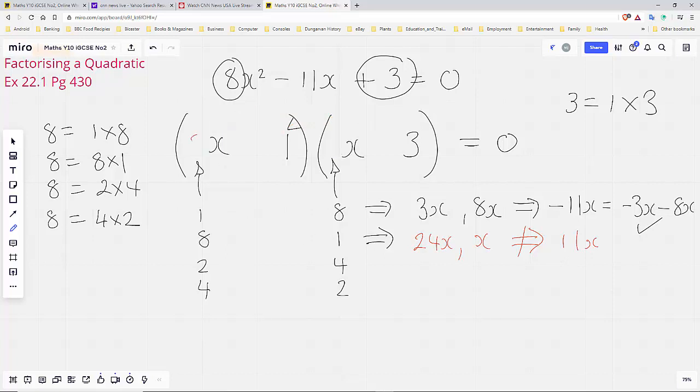So we could have a 2 in there and a 4 in there. That 2 multiplied by the 3 will give me 6x.